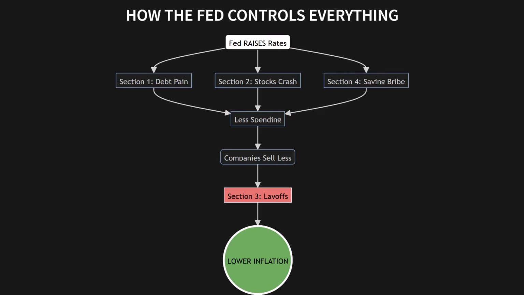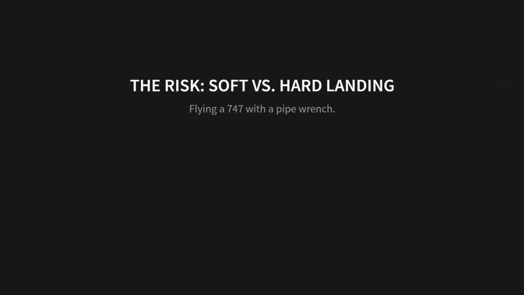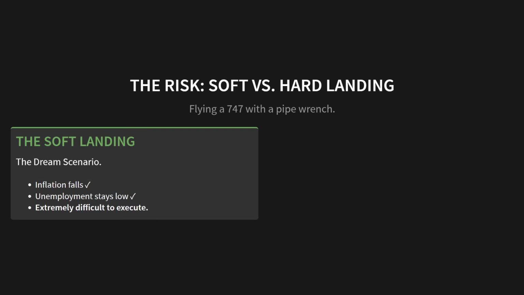When people spend less, companies sell less. And when companies sell less, they start layoffs, which we covered in Section 3. And all of that pain, all of that slowing down, leads to the ultimate goal: lower inflation. But there's a huge risk. The Fed is basically trying to fly a 747 with a pipe wrench. It's not a precise instrument. They are aiming for what's called a soft landing. This is the dream scenario. Inflation falls, but unemployment stays low. It is extremely difficult to pull off.